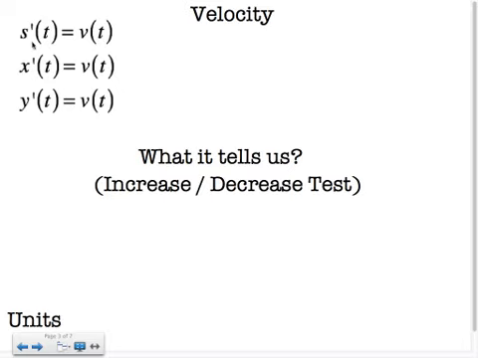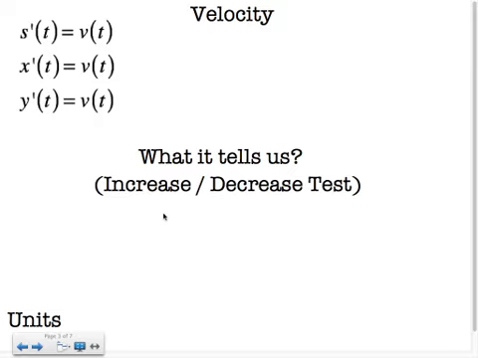Now the derivative of each of those position functions has a special name in the physics world. We call it velocity. So whether it's s prime of t, or x prime of t, or y prime of t, they all give us a velocity function. Now, what does it tell us about the motion of the beast?